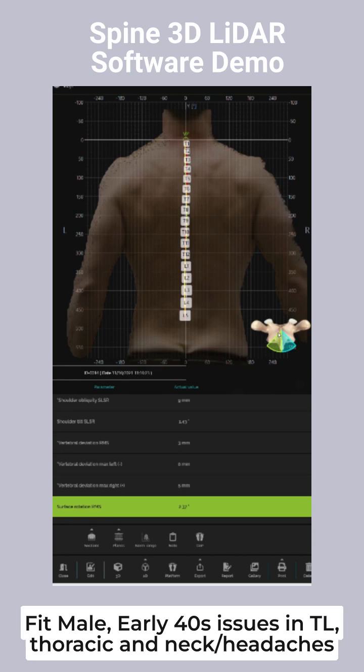This is a software demonstration for the Spine 3D LiDAR machine by Sensor Medica. This particular patient is a fit male in his early 40s with a physical job, but has long-term thoracolumbar, thoracic, and neck discomfort with potential cervicogenic headache.